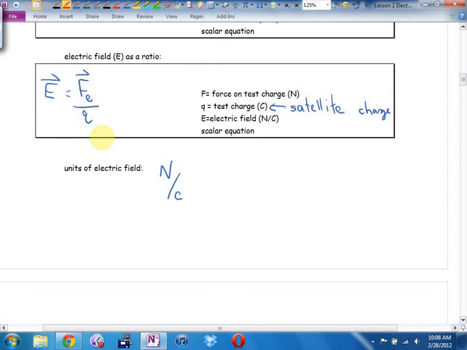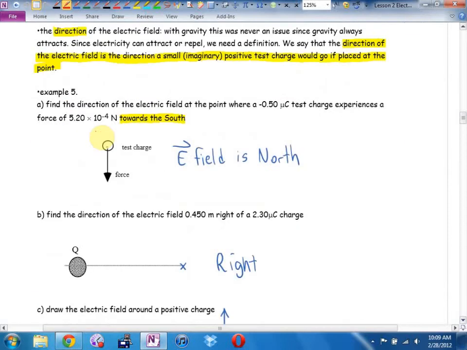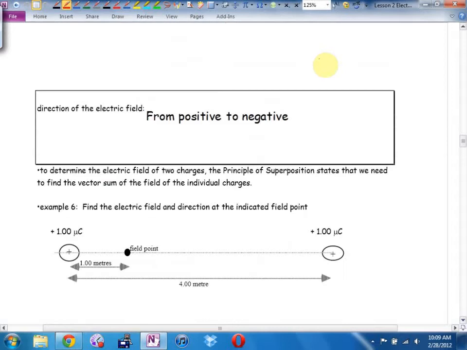The only area that this started to get different from gravity was, with gravity everything falls down, but with electricity, things can fall up because like charges can repel. So we said we need to define the direction. We said the direction is which way would a positive test charge want to go if it could? Or the shorter version was from positive to negative.